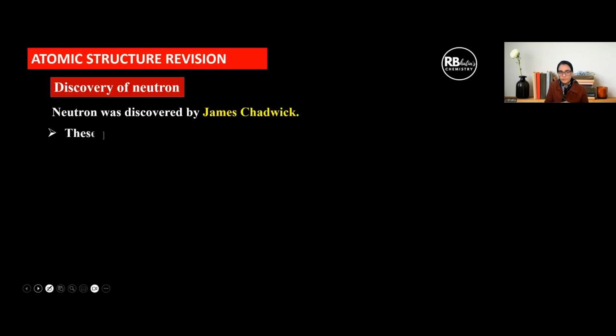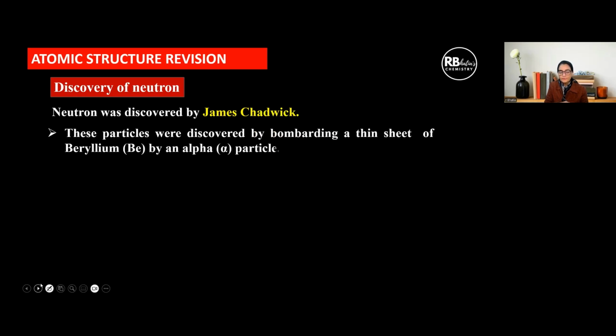Now, discovery of neutron, just remember the names. Discovery of electron was by Thomson, proton by Goldstein, and neutron by Chadwick. Again, these are 1 mark questions for your exams, you must keep in mind. And then this is the NCERT information about how the neutron was discovered.